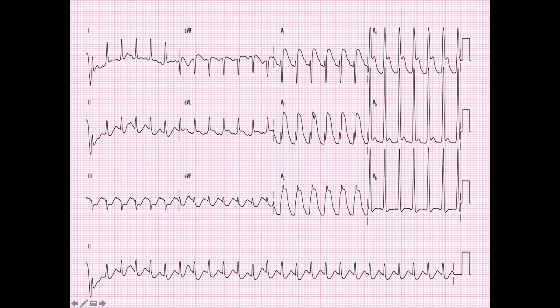V2, definite elevation. There's a QRS complex. That's a QRS complex right there. This entire thing is this ST elevated T wave. So ST elevation there. V3, yeah, we're not even gonna get into that one right now. That's a whole other bag right there.